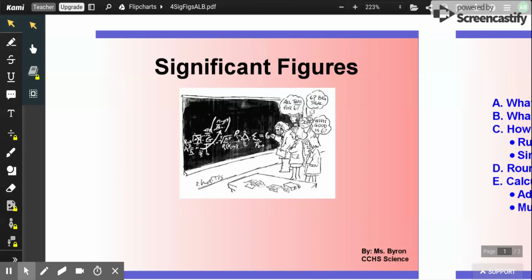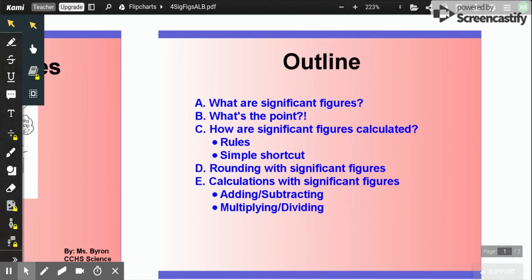So this video is going to be used to review significant figures, which everybody loses points on. So this is going to serve as a good review, whether it is your first day, first month, first year, second year of chemistry. So what we're going to cover is what are significant figures, why do we need to use them in science, what's the point, how are sig figs calculated?